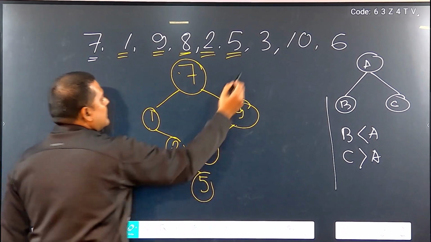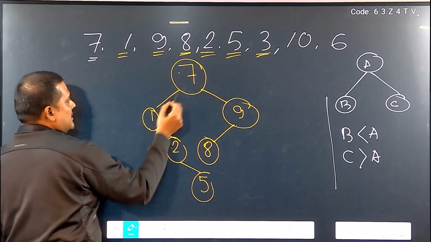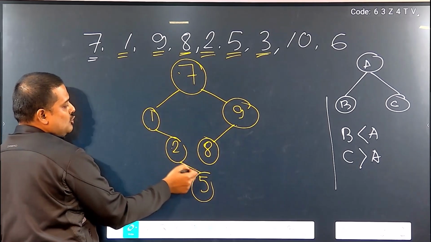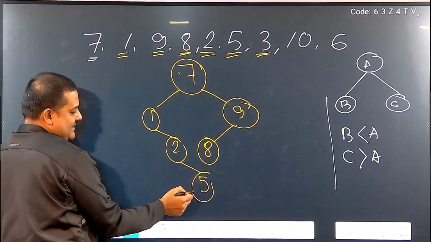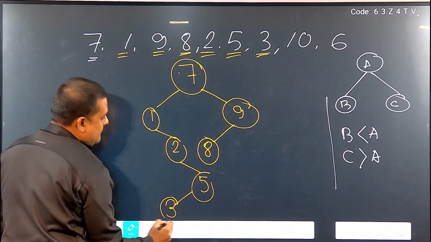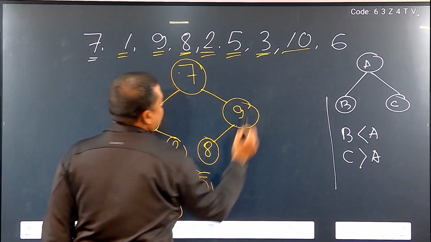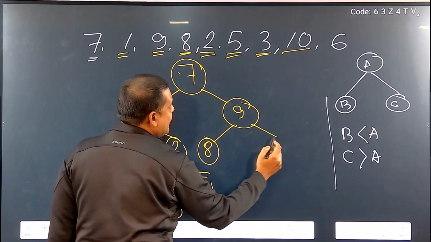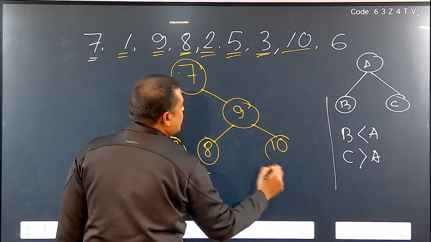Then 5: lesser than 7, greater than 1, greater than 2, so right of 2. Then 3: lesser than 7, greater than 1, greater than 2, lesser than 5. So 3 will be here. 10: greater than 7, greater than 9, and the right is blank. So 10 will be here.